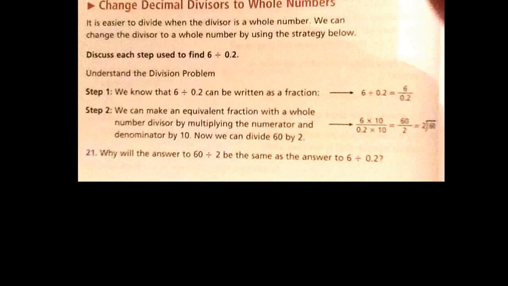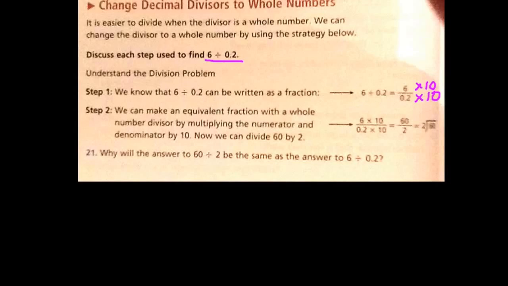Okay, we're going to do the problem 6 divided by 2 tenths. You can see that we know that 6 divided by 2 tenths can be written as a fraction, 6 over 0.2. Now, we have learned with equivalent fractions that we can multiply numerator and denominator by the same thing, and that doesn't change the value of that fraction.